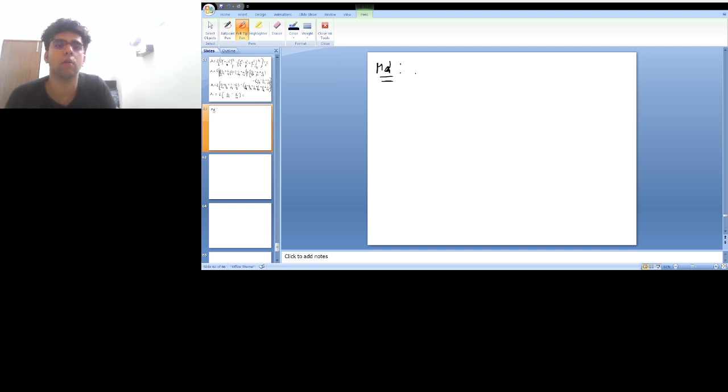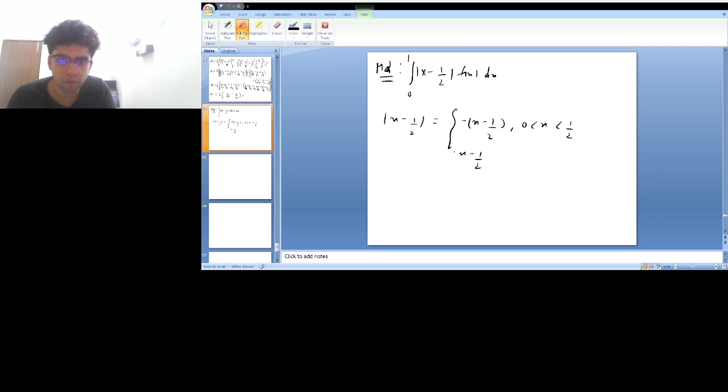Mean deviation. For mean deviation, I need to find the mod of x minus mu. Mu was the integral of x f(x) dx and my limits were 0 to 1. So x minus half. The mod of x minus half is equal to negative of x minus half when x is less than half and greater than 0, and positive x minus half when x lies between half and 1.